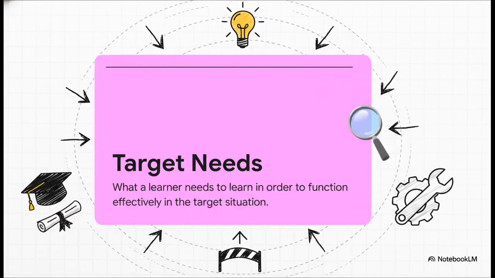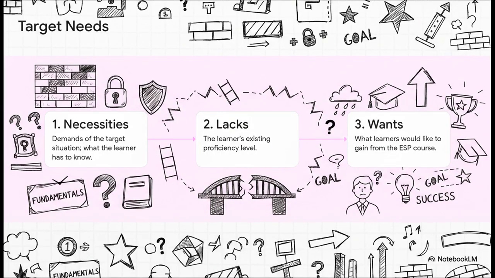So the model kicks off with target needs. And put simply, this is all about defining what success actually looks like. What does this person absolutely positively need to be able to do to be effective in their job or their academic program? And the model breaks this down so beautifully.